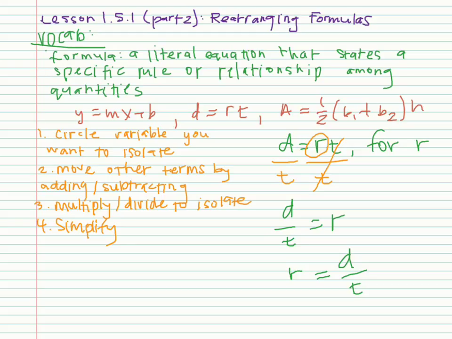Let's look at another example together. For this second example, I'm going to do 2L plus 2W equals P. This formula is for perimeter. So what it's saying is 2 times the length of something plus 2 times the width equals the perimeter. In other words, if we add all the lengths and all the widths, we get the perimeter. I want to solve this formula. Let's solve it for W. So first I'm going to circle W because that's the variable I'm trying to get alone.